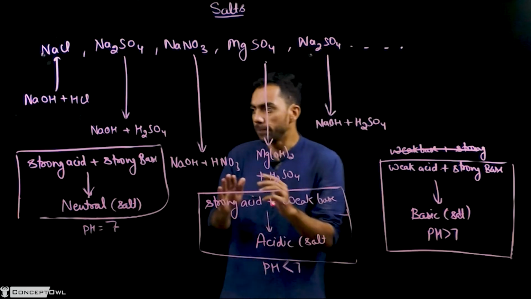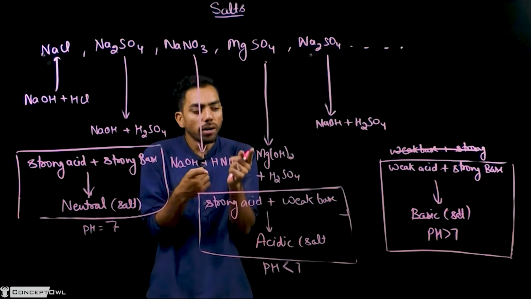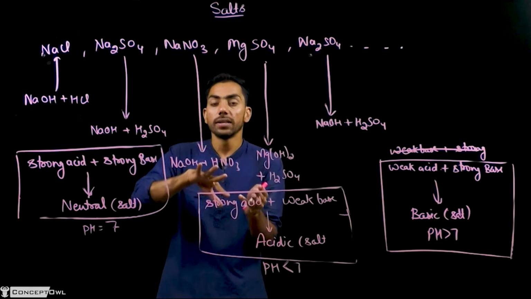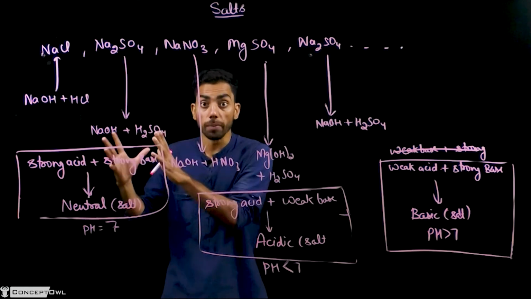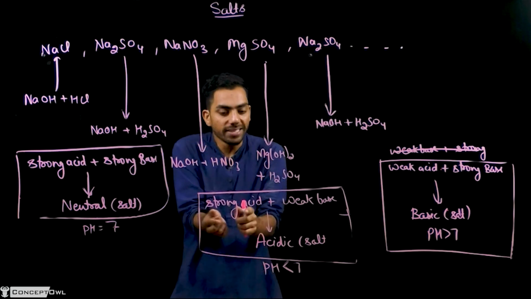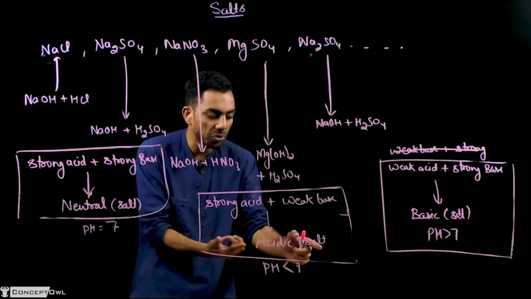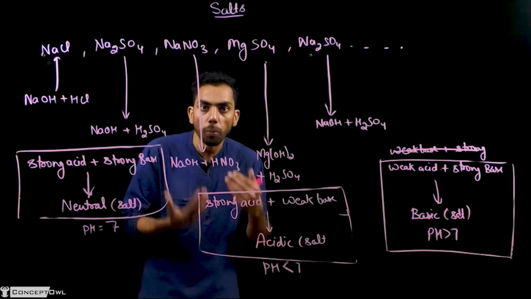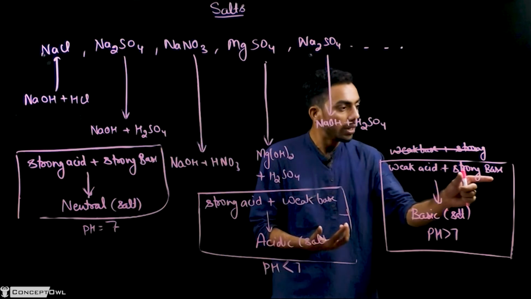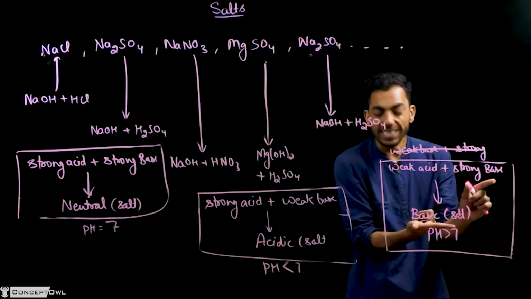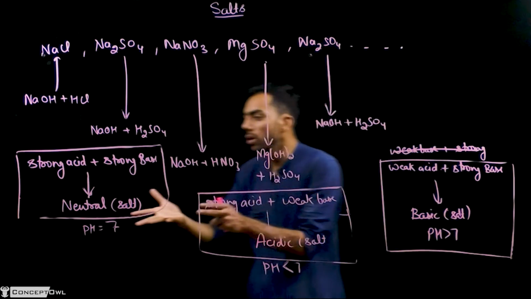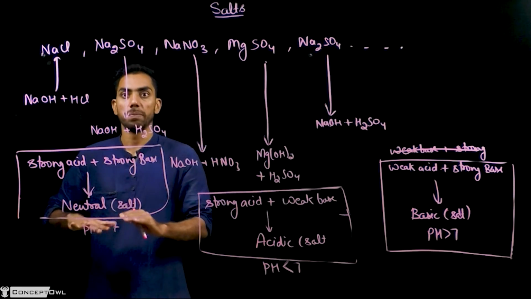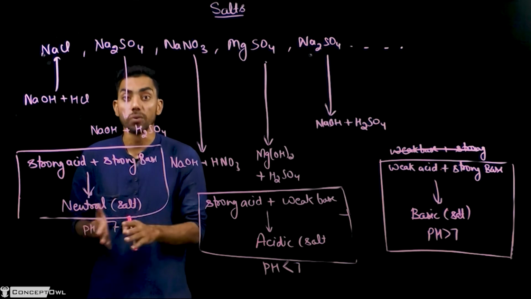Simple, no? See, if your acid or base is weak, then the salt will take the stronger part. Like in this case acid is stronger, so that's why our salt is also acidic. So the stronger part will dominate. In this case also we have strong base, so our salt is basic. If both are strong, then they will neutralize each other, so your salt will be neutral.